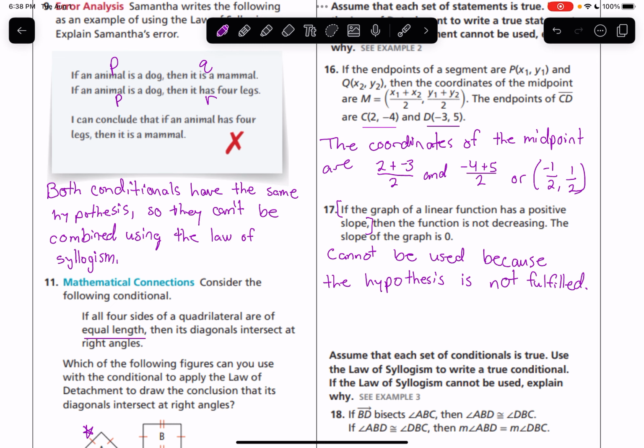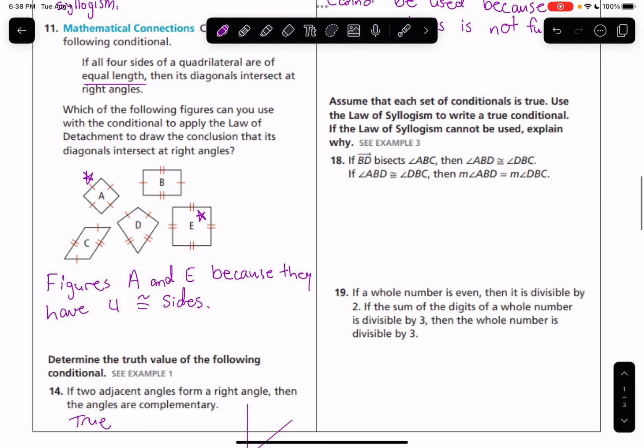It's not satisfied there, so we can't use that law of detachment. Numbers 18 and 19: assume that each set of conditionals is true. Use the law of syllogism to write a true conditional. If the law of syllogism cannot be used, explain why. So here we've got a whole bunch of math speak, right?